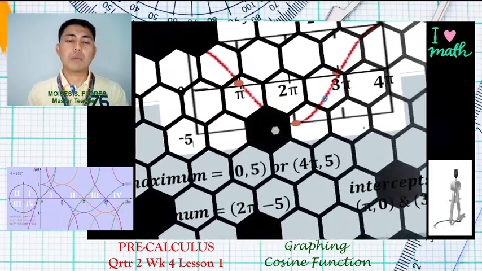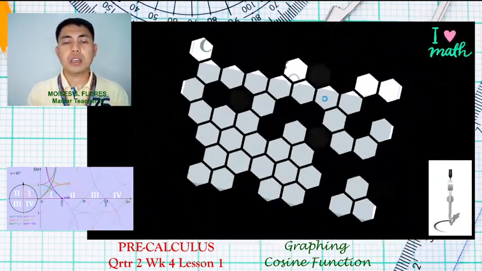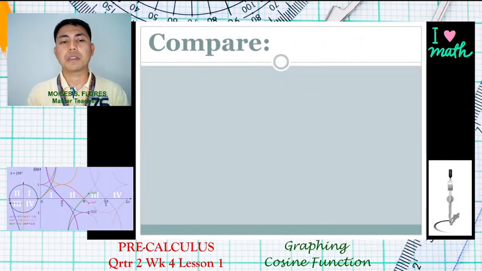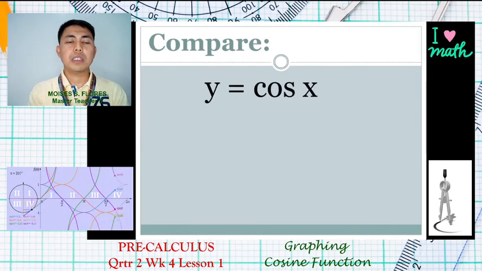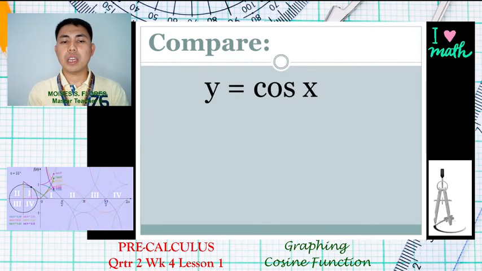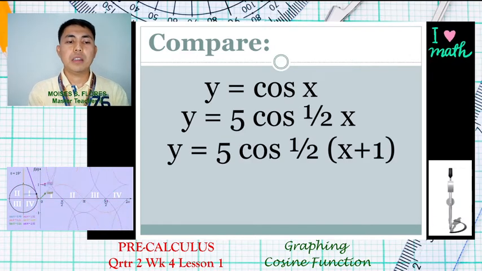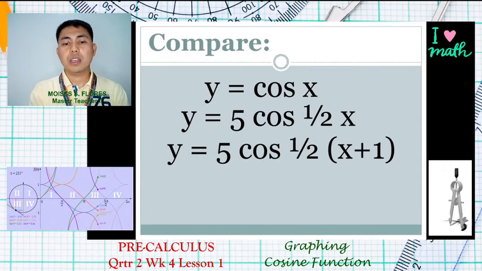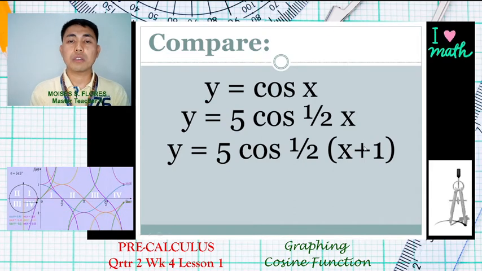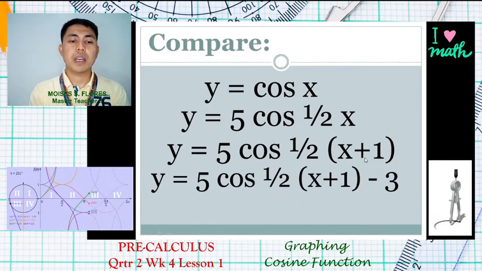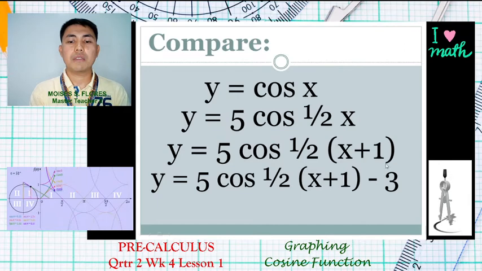Now, let's compare, considering our phase shift. Compare the given function y equals cosine x, then we have y equals 5 cosine 1 half x, then y equals 5 cosine 1 half quantity x plus 1. On this third function, it has already a phase shift. And of course, we have y equals 5 cosine 1 half quantity x plus 1 minus 3. It has already a vertical shift.